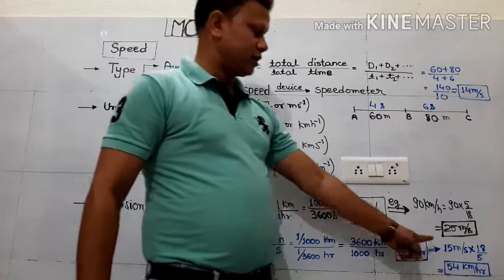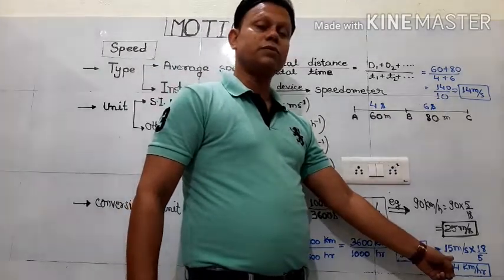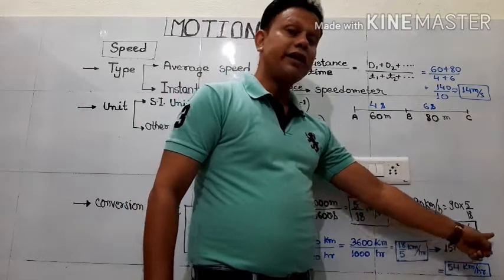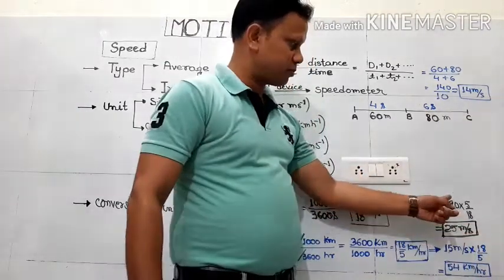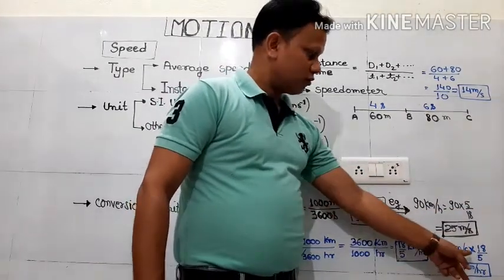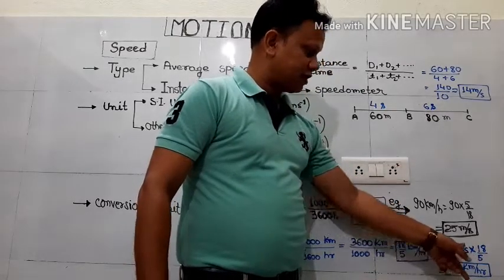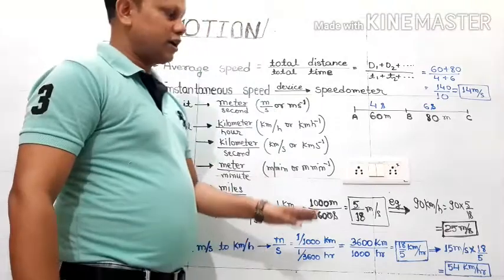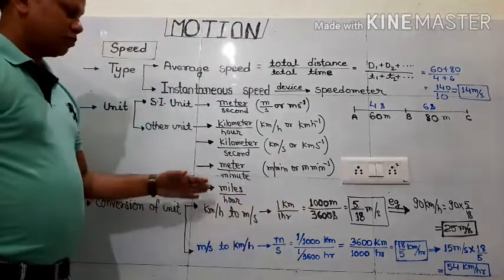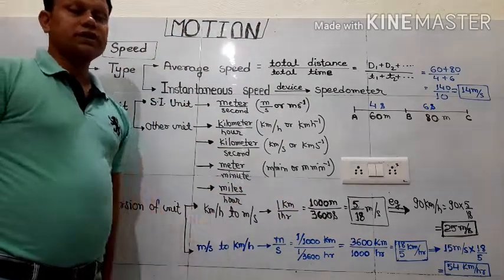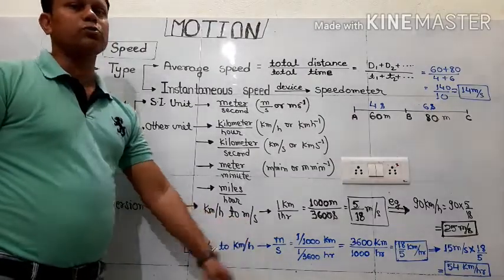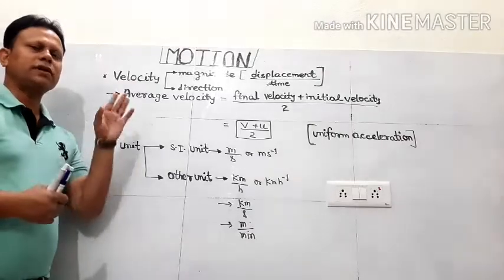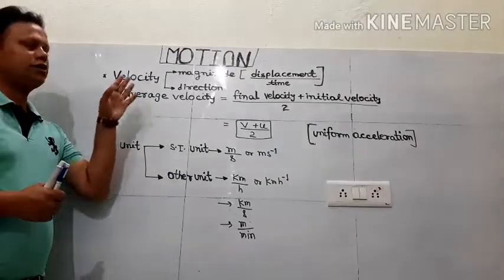For example, a rabbit is running with a speed of 15 meter per second. How will you get it in kilometer per hour? We multiply by 18 by 5, just the reciprocal of this factor. When we calculate 5 and 15, we get 3, and 18 times 3 is 54 kilometer per hour. In this way, we can convert kilometer per hour into meter per second and meter per second into kilometer per hour.